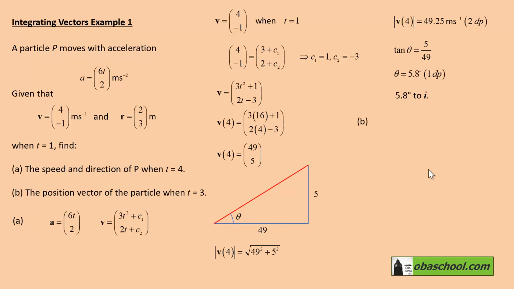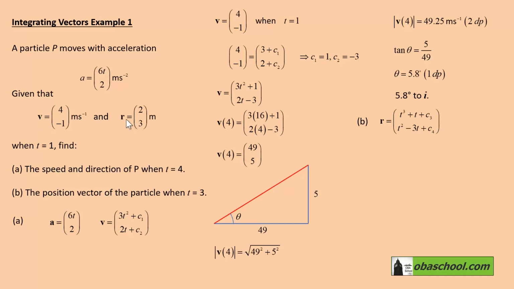So let's move on to part B. We want the position vector when t is 3. And to get displacement, we need to integrate velocity. Now remember, our velocity vector is just here. So r is going to be, integrate 3t squared, we get t cubed. The 1 becomes t, and then we need another constant. And here, integrate 2t, we get t squared, then we get minus 3t, and we need another constant. So I've called those constants c3 and c4.